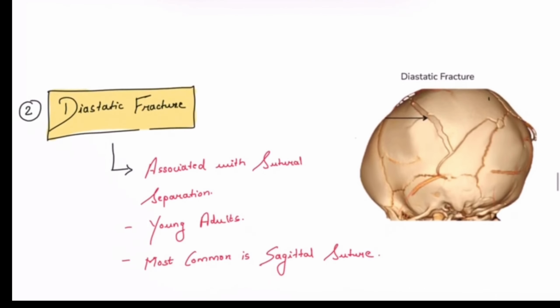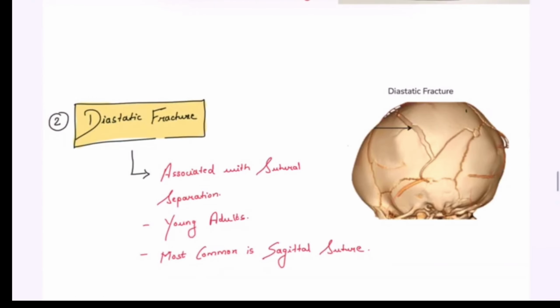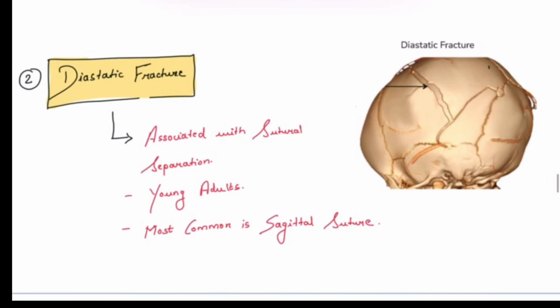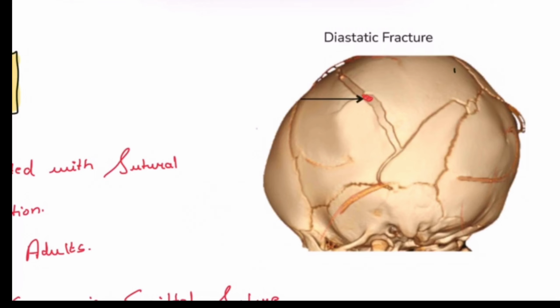Another fracture is diastatic fracture. It is associated with sutural separations. It is mostly seen in young adults and the most common suture involved is the sagittal suture. You can see in this image here, this is a diastatic fracture.